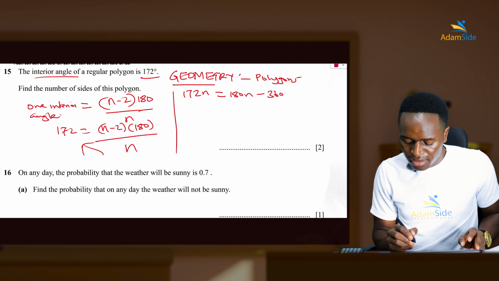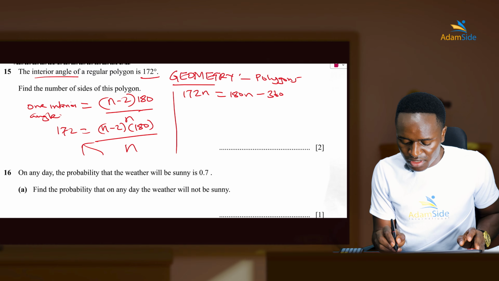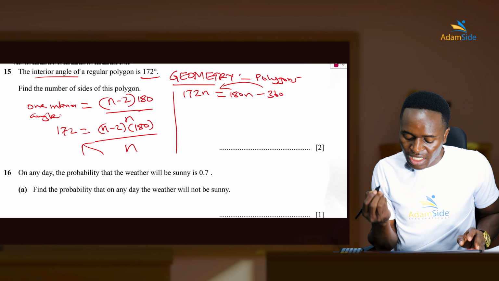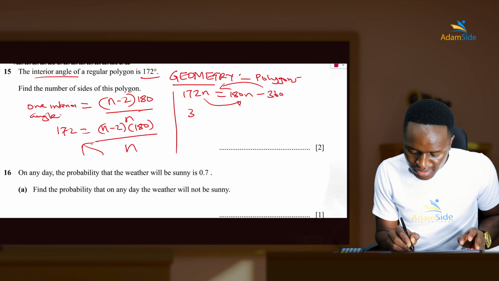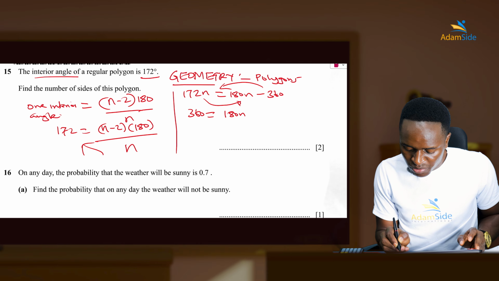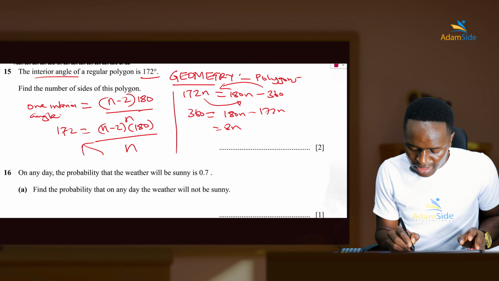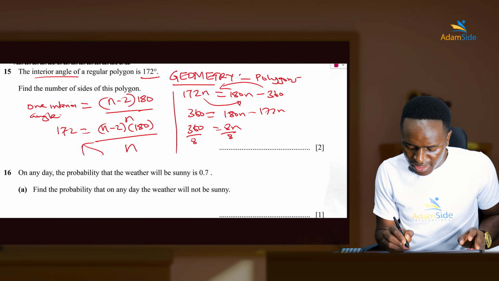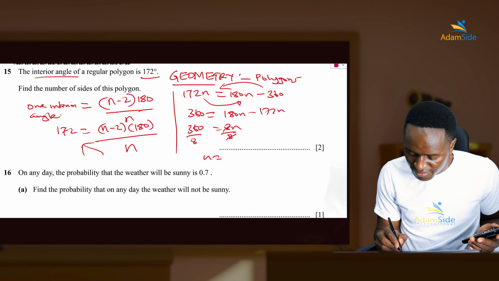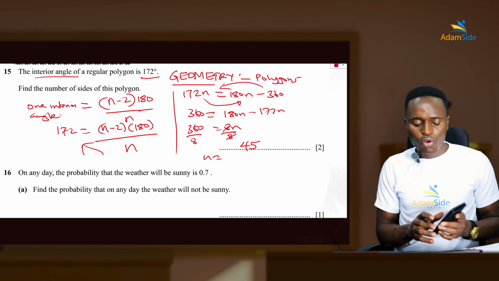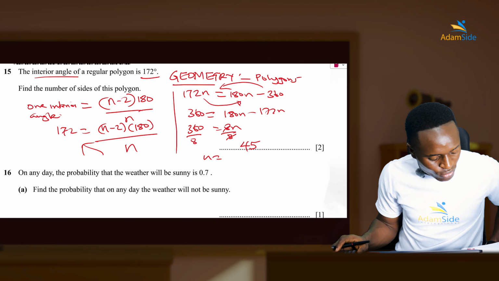Then collect like terms. Negative 360 will go to the other side. It becomes positive. 172n goes to the other side. So you have now 360 is equal to 180n minus 172n. That becomes 8n and 360. Divide by 8, divide by 8. So what is n? n is equal to 360 divided by 8, you get 45. So you have 45 as the number of sides.